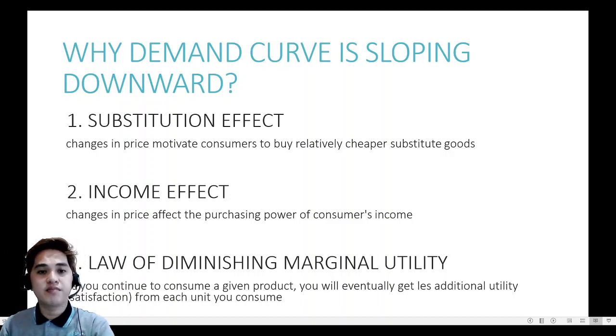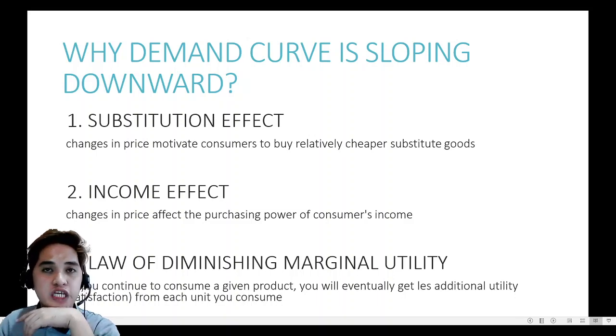Changes in price motivate consumers to buy relatively cheaper substitute goods. Let's say we have two goods, chicken and pork meat. If the price of pork meat increases, the consumer will opt out of buying that good and will purchase the substitute instead, which is chicken meat. So there's a substitution effect. If the price of one good increases, its demand will decrease, because they shift to the substitute.